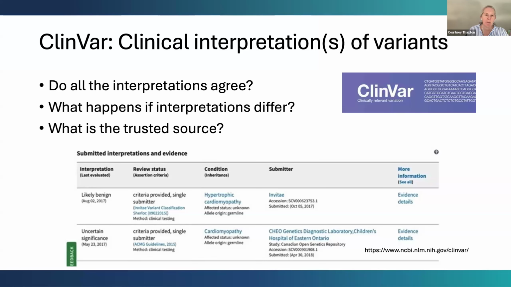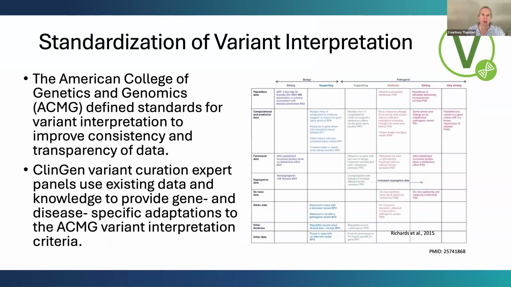And so again, what happens when these interpretations differ? And how do you know, as an individual coming here, a clinician diagnosing, which one of these is the trusted source? Some of your trust may come based on what more information they give. And when it's blank, then what do you do? And so this is where ClinGen came in.